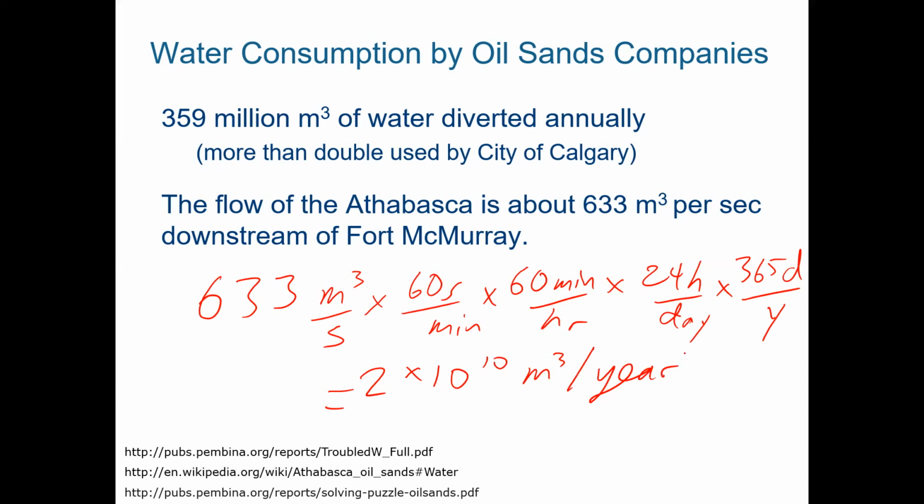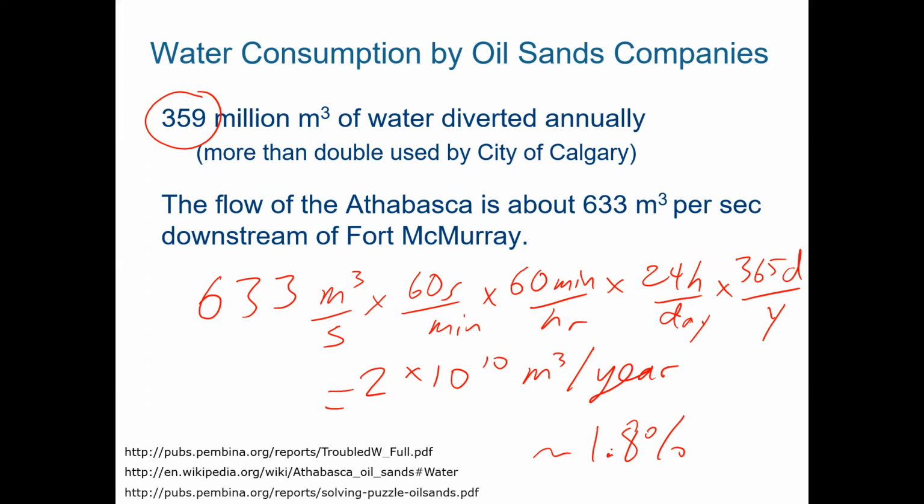And if I take this 359 and divide it by the 2 times 10 to the 10, and then multiply it by 100 to get a percentage, I get about 1.8%. So if you look at it that way, the oil sands are using maybe 1.8% of the water from the Athabasca River. And in that kind of context, it really doesn't seem that significant to me.